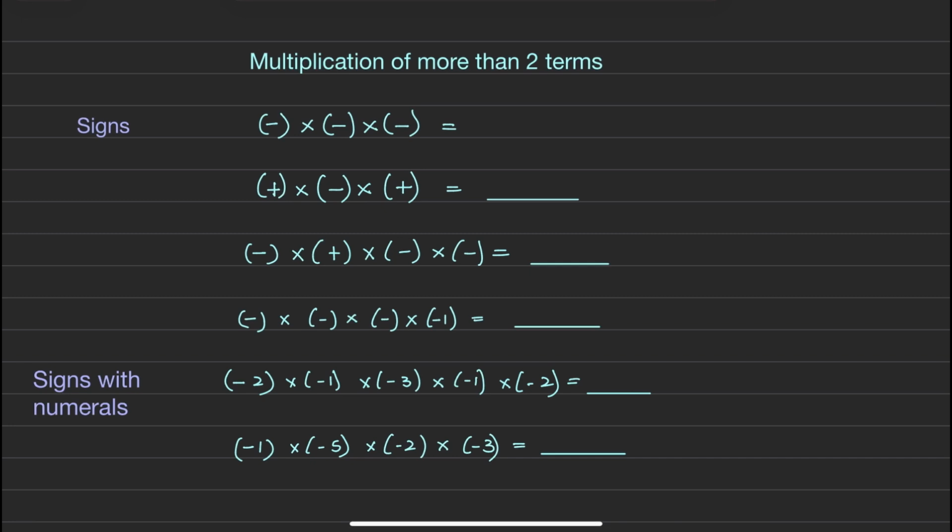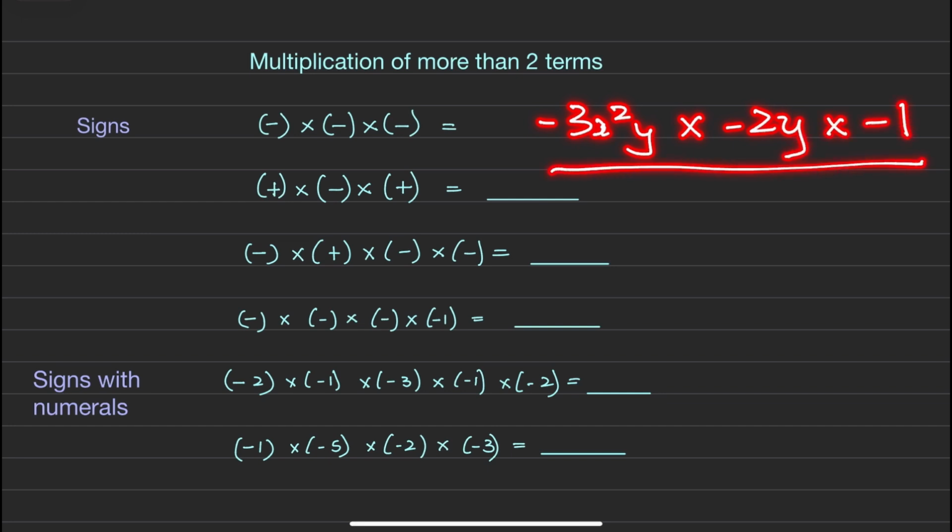Now if there are 3 terms, for example, let's say they have asked us to do 3x square y into negative 2y into negative 1. This is the multiplication that we're supposed to do. So let me tell you how we are going to deal with the signs. A plus sign you can completely ignore, because in the final answer, even if you write plus or you don't write plus, it means positive. So let us deal with the negative signs.